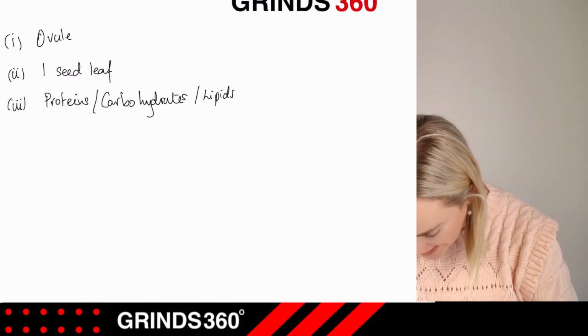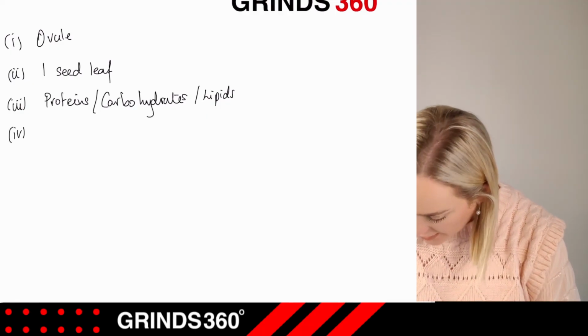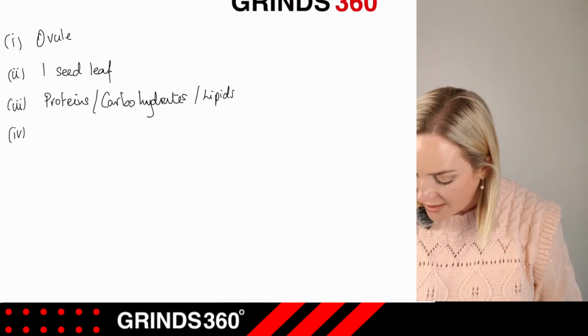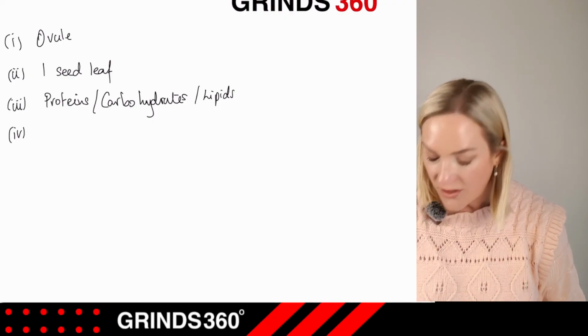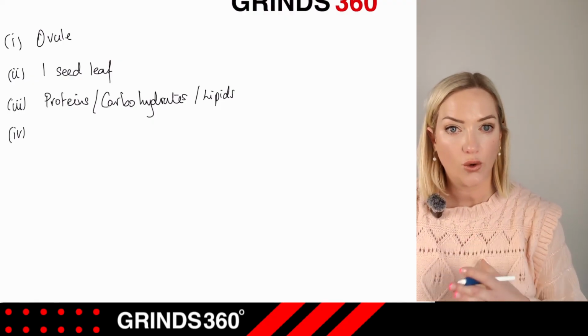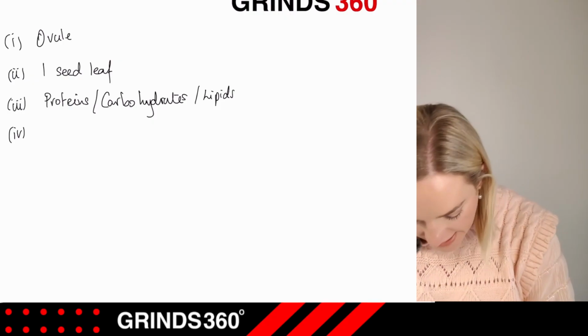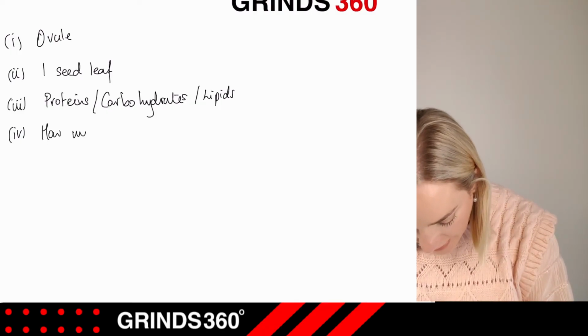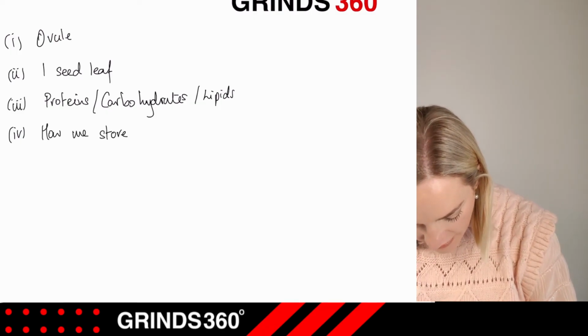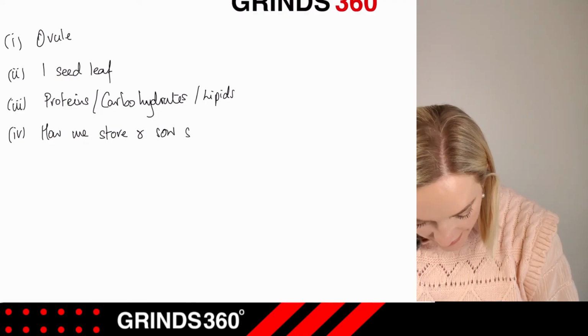Number 4 says, give one way knowledge of seed dormancy has been useful to humans. So it could be how we store and sow our seeds. That's what I'm going to write down. How we store and sow seeds, or when to sow seeds.